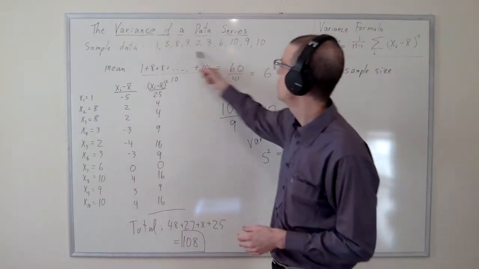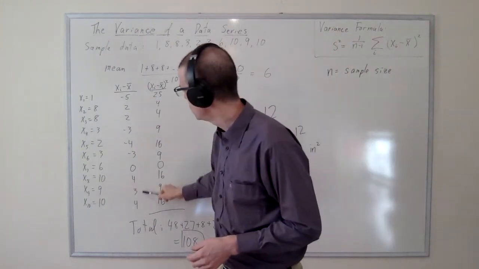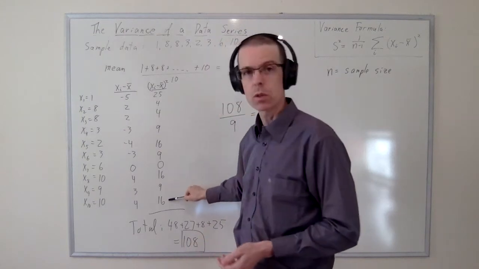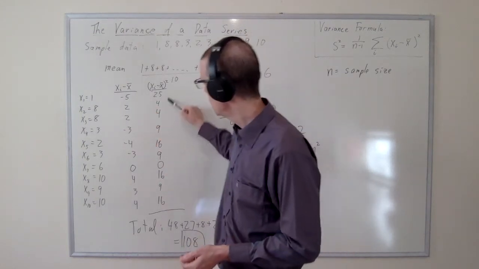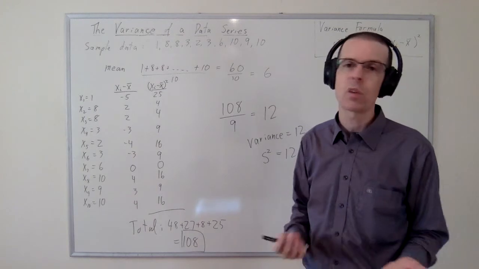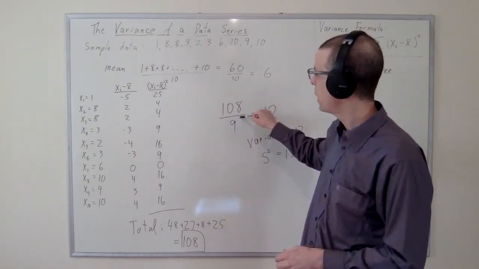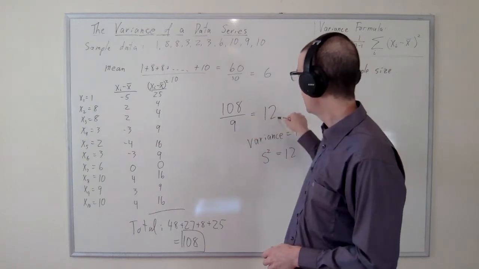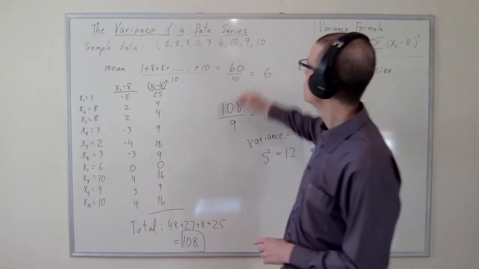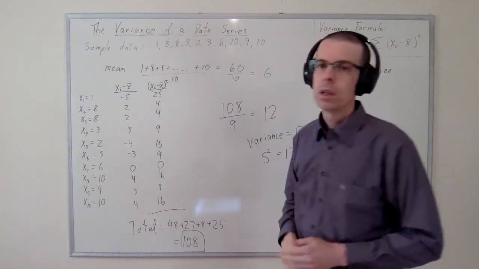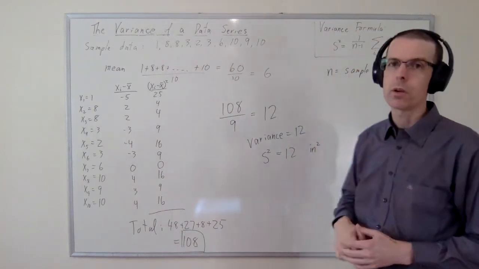If these are ages in years, then these are ages in years. These are square years. So the units on this, years. Units on this, square years. I don't know what square years are, but that's what the unit is. Then we get 108 square years. We divide by a simple number, 9, and we end up with 12 square years. So if these are ages in years, then the variance is 12 square years.